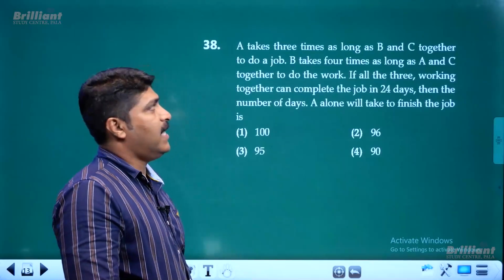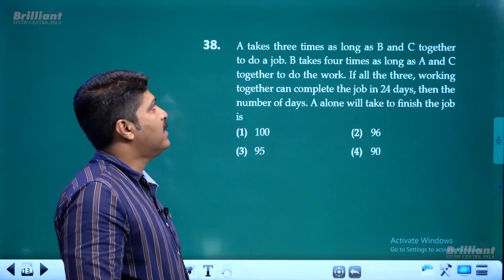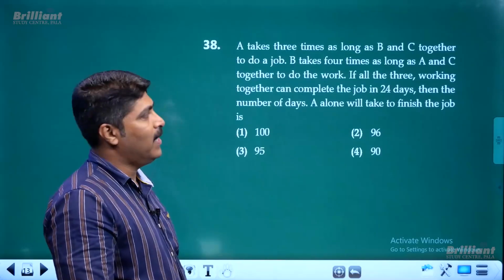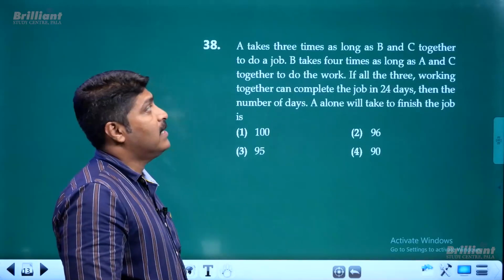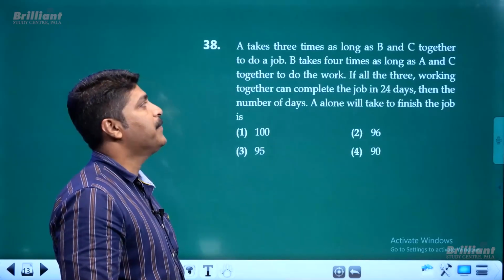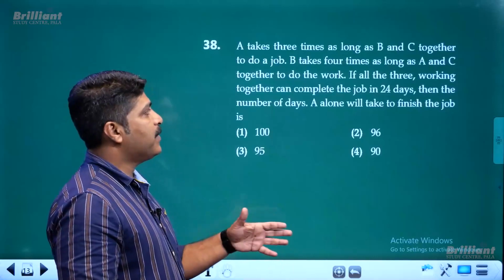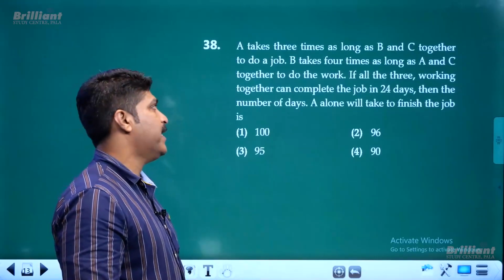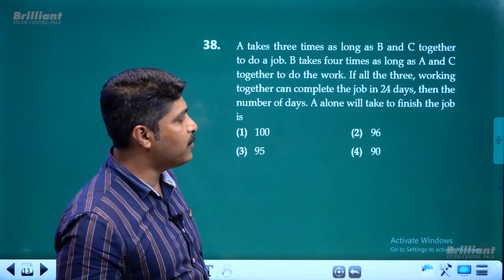A takes 3 times as long as B and C together to do a job. B takes 4 times as long as A and C together to do the work. If all the 3 working together can complete the job in 24 days, then the number of days A alone will take to finish the job.